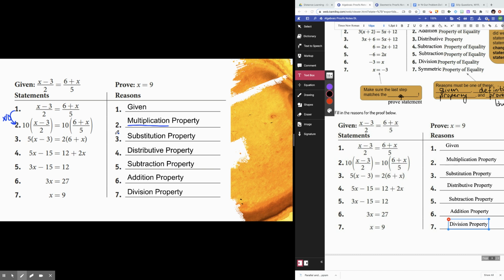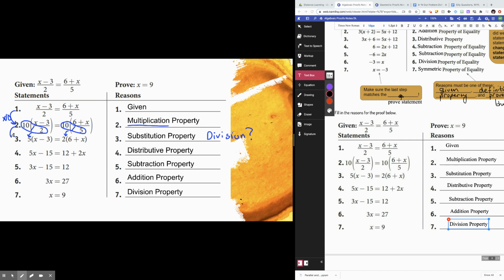Now, some people might have written division property right here on number 3, which is not actually what's happening here. You probably thought that because you went, oh, they did 10 divided by 2 and 10 divided by 5 in order to get 2 and 5 here. But you didn't divide by the same number on both sides. Unless you are dividing by the same number on both sides, it's not the division property.